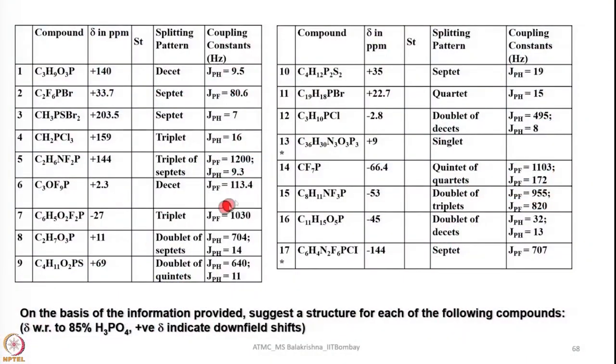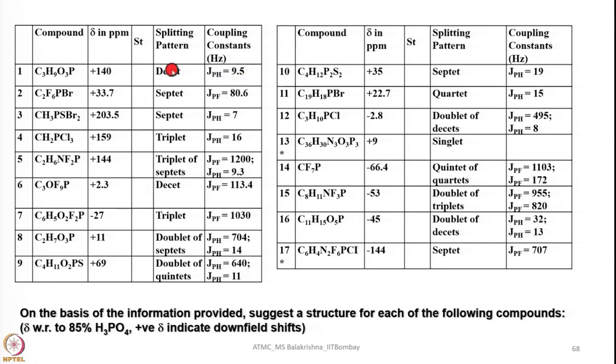Here I have listed about 17 phosphorus-containing compounds, and I have given the chemical shifts for each one, and also mentioned the splitting pattern, for example, dec. Here dec means 10 lines. If you see here, it is trimethyl phosphate. 9 protons split phosphorus into a 10-line decet, and the 2J PH coupling is 9.5.